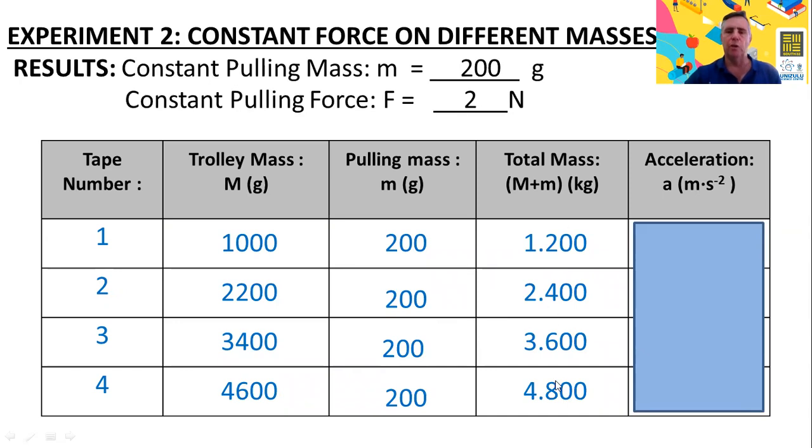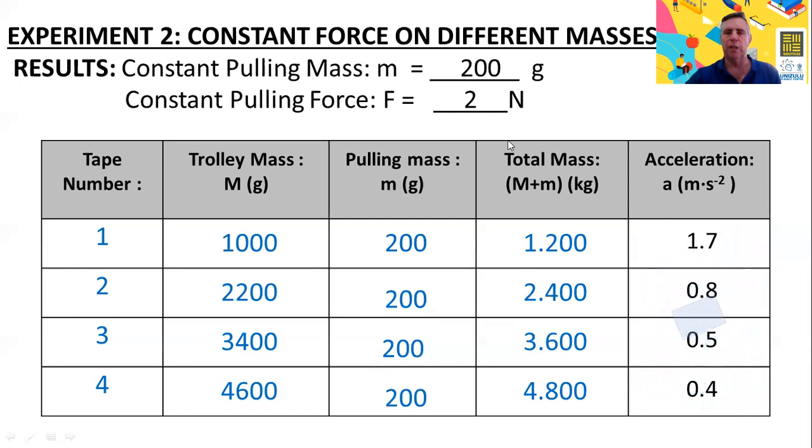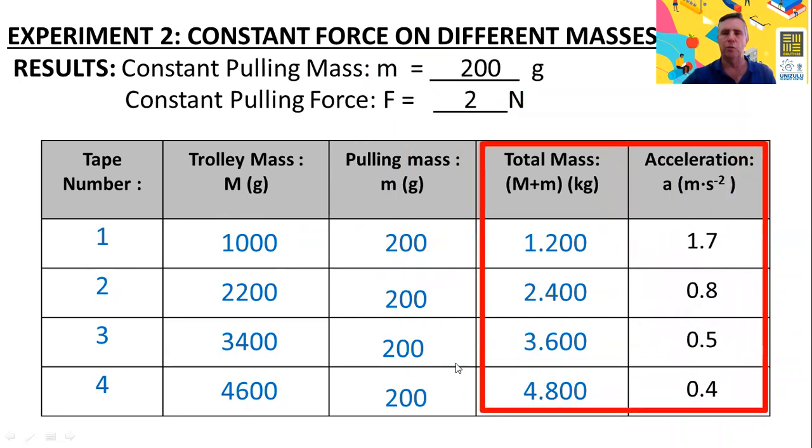So remember, the total mass is the important one, not just the trolley mass. We started with 1.2 kilograms, and it was doubled, tripled, and 4 times. Now, once again, as you saw in the video, we've performed the experiment. We analyzed the 4 ticker tapes, and these were the results, which you will just have to accept and write down. And of course, we're focusing on the last 2 columns in the table. We want to graph acceleration versus total mass. So please copy all these figures into your table. Pause the video if you need more time.